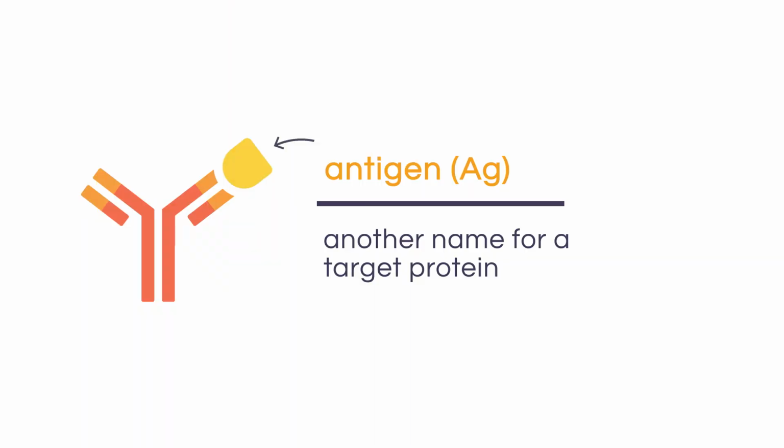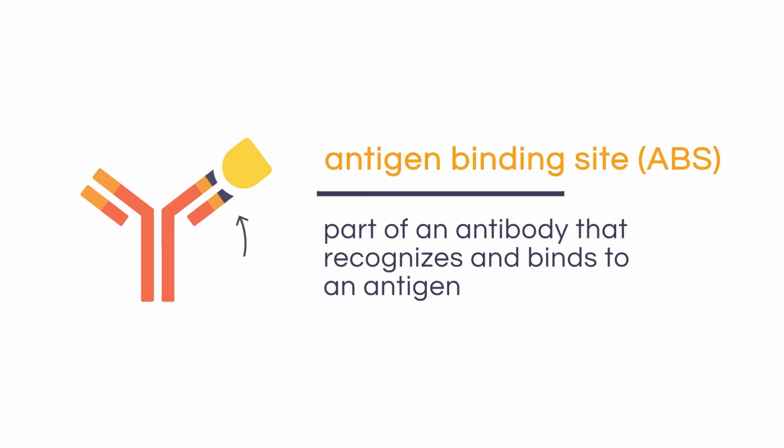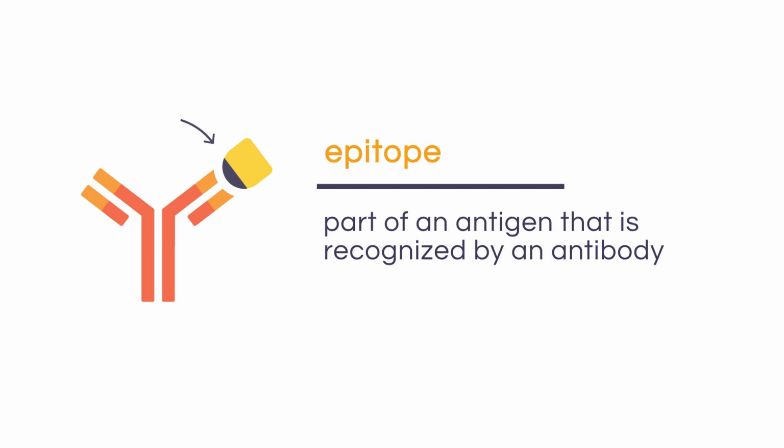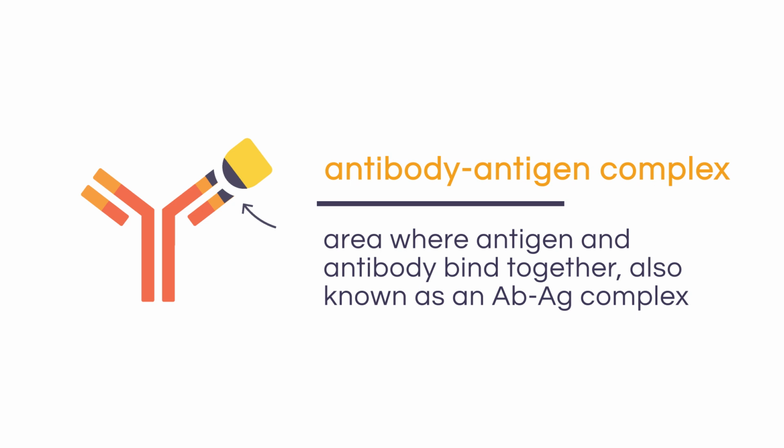In addition to these considerations, there are several different types of primary antibodies that can be selected for the Western blot assay. A target protein is often referred to as an antigen, abbreviated AG. Primary antibodies recognize and bind the antigen on the membrane through a region known as the antigen binding site, ABS. Sites on the antigen, known as epitopes, are where the primary antibodies specifically recognize and bind to form what's known as an antibody-antigen AB-AG complex.